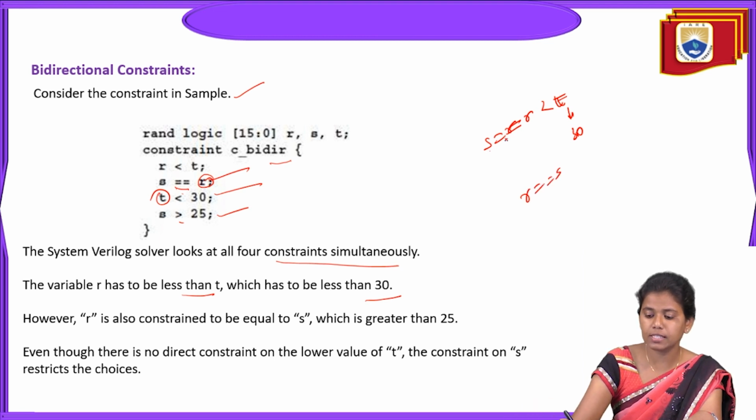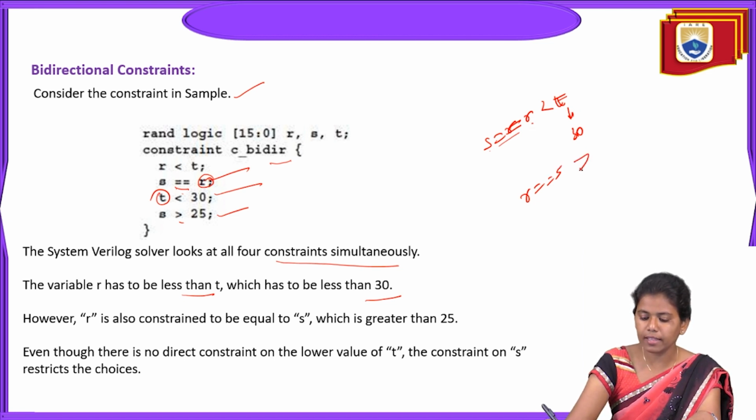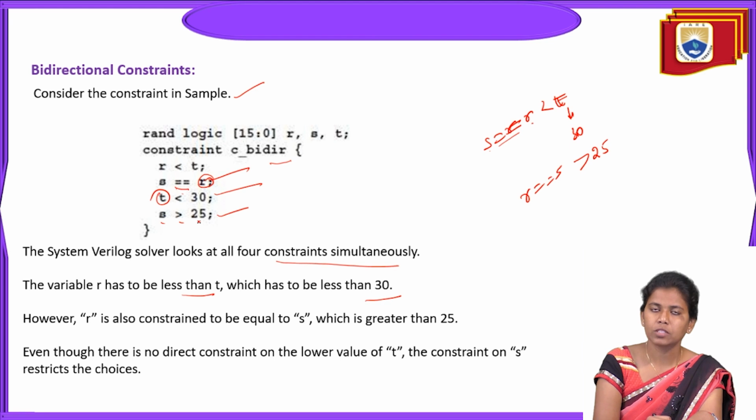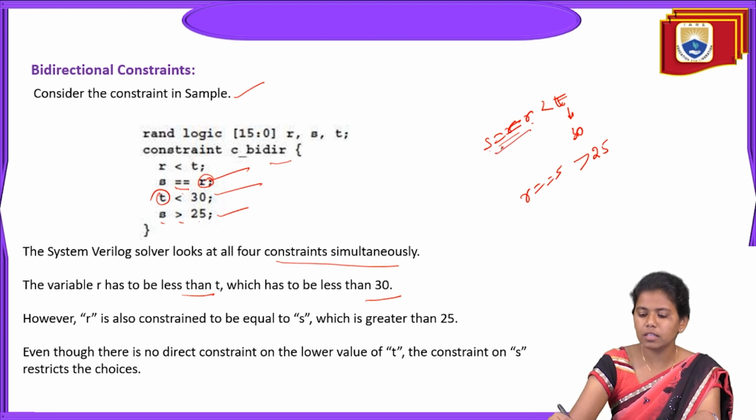Obviously, when S double equals R, R double equals S, which is greater than 25. Why? Because S is greater than 25. So here we see that in this expression, we made use of only one single relational operator, double equals to.